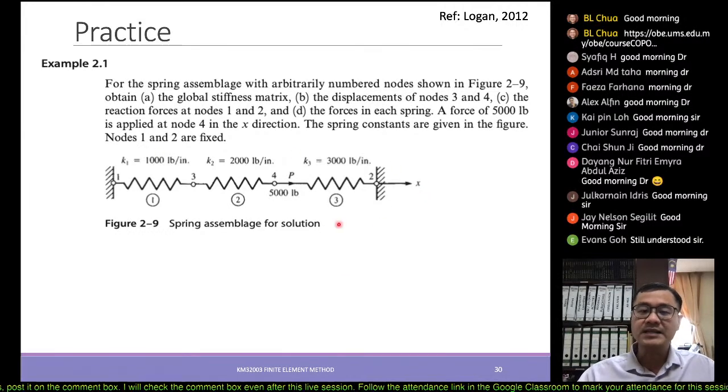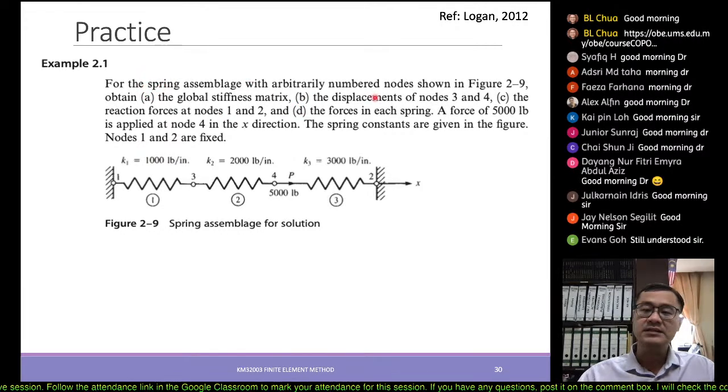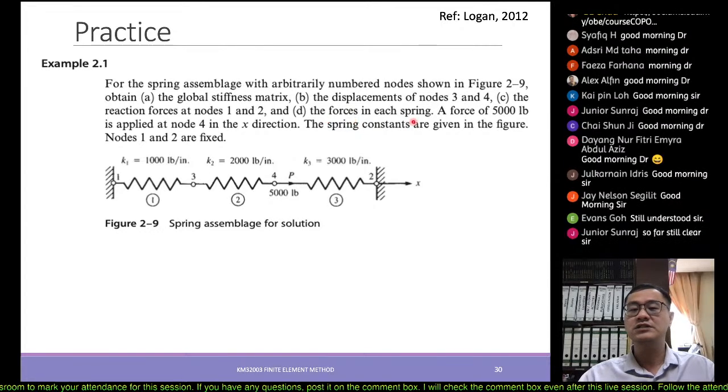In this example, very straightforward, there are three elements, 1, 2, 3. We label the nodes 1, 2, 3, 4, and the stiffness of every single spring is given: K1, K2 and K3. What the question asks us to find is, the first one, the global stiffness matrix. The second one, displacement. Third one, reaction force. Fourth one, forces in each spring. So we start with the first one.